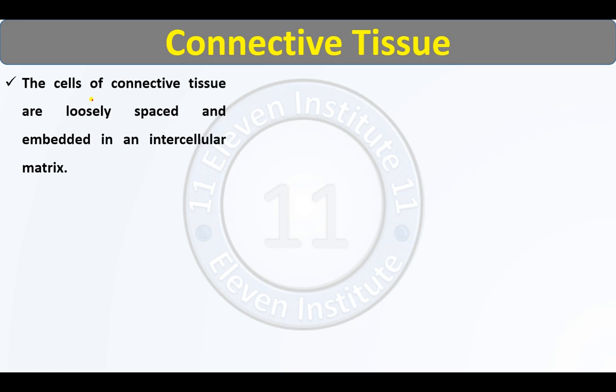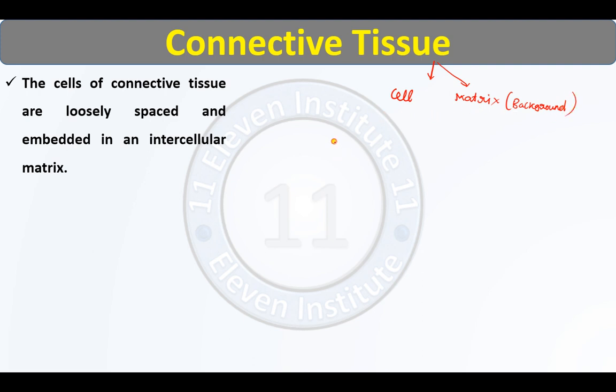The cells of connective tissue. Before reading this sentence, I would like to remind you that we will be talking about two aspects in every tissue. Right? As far as the connective tissue is concerned, there will be cells and there will be matrix. Matrix means you can say the background in which different cells are entangled.